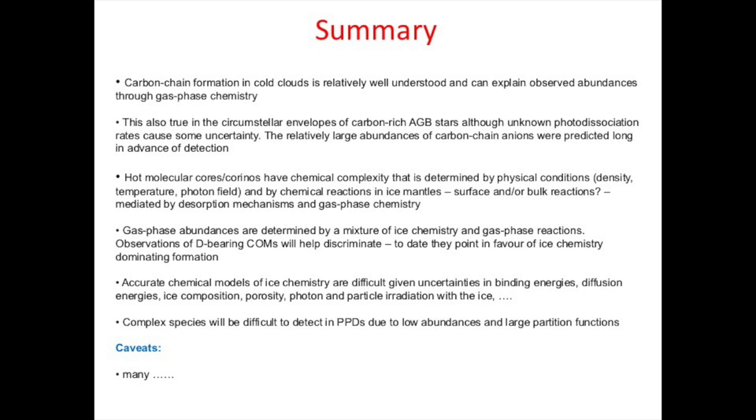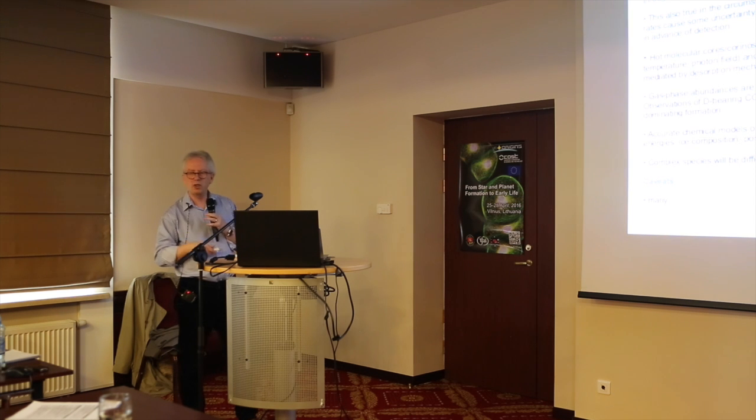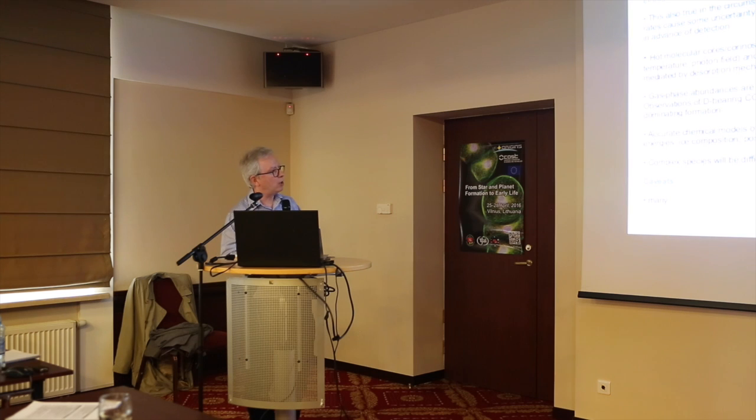I think the observations of D-bearing comets will help us discriminate these. To date, they point in favor of ice chemistry, but that may not be for everything. We're really limited by our uncertainties in ice chemistry, and there's a whole range of uncertainties: binding energies, diffusion energies, the actual composition of the ice, its porosity, and how cosmic ray particles and UV photons interact with ices. And a final thing, complex species are going to be difficult to detect from the calculations that we have done, due to their low abundances and their very large partition functions, which mean that very little energy is spread over any one transition.